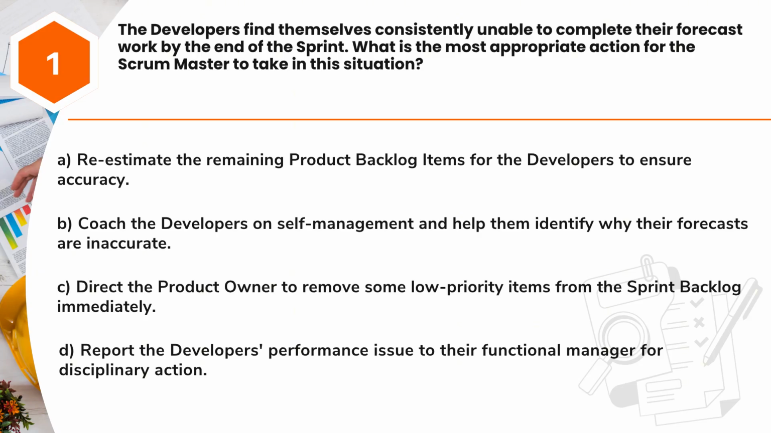B. Coach the developers on self-management and help them identify why their forecasts are inaccurate. C. Direct the product owner to remove some low-priority items from the sprint backlog immediately. D. Report the developer's performance issue to their functional manager for disciplinary action.